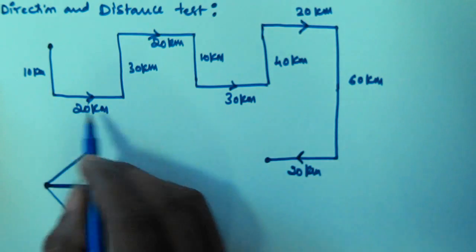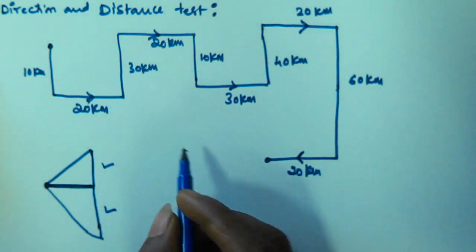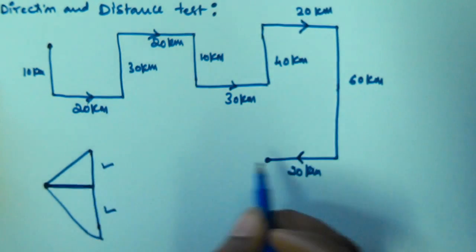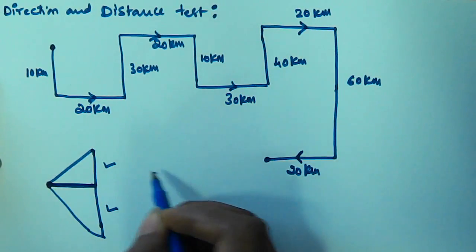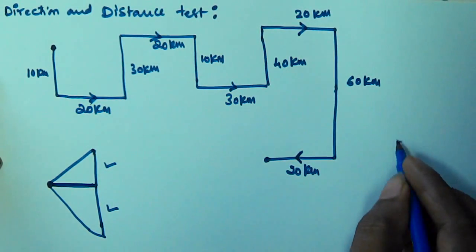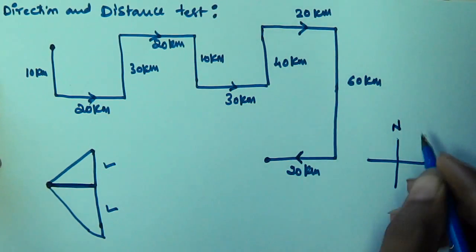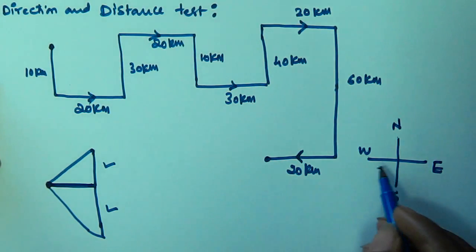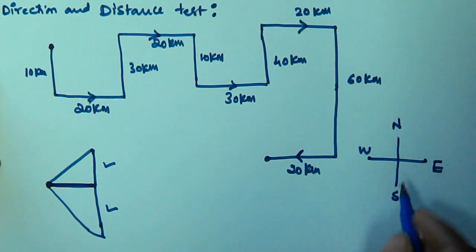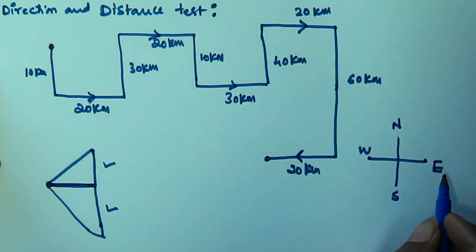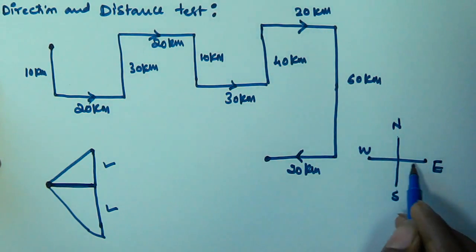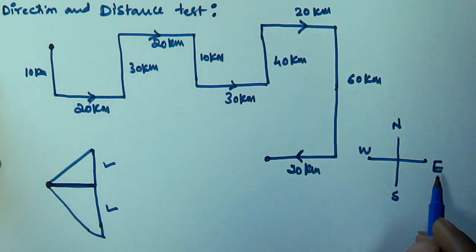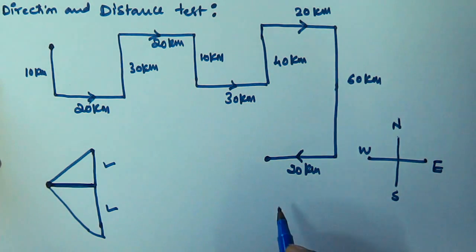So horizontally, if he is moving from west to east, so these are the directions, right? This is north and this is south, this is east and west. So if a person is moving from west to east, we take positive. If the person is traveling from east to west, we take that one as negative. So to calculate the net distance he traveled in the horizontal direction.